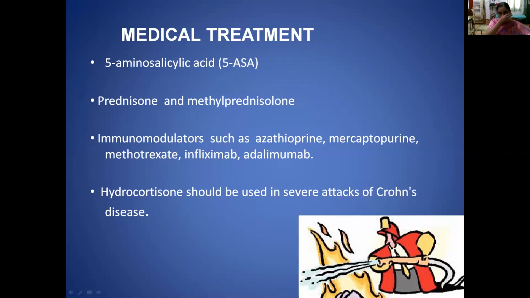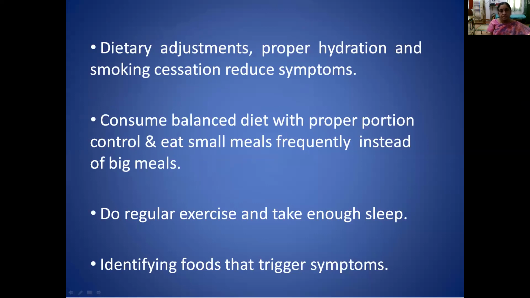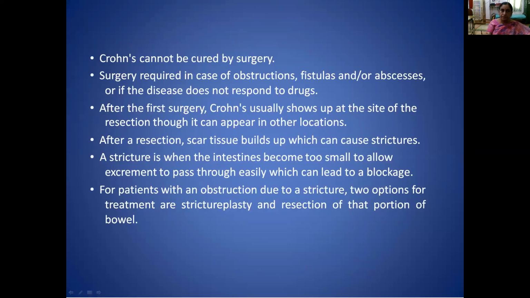The next, third line of management is immunomodulators such as azathioprine, mercaptopurine, methotrexate, and infliximab and adalimumab. These are the drugs that are used in the majority of cases to control the disease if it is not amenable to 5-aminosalicylic acid or steroids. The first drugs are these two. Next, these are the other points in controlling the disease: dietary adjustments and hydration.